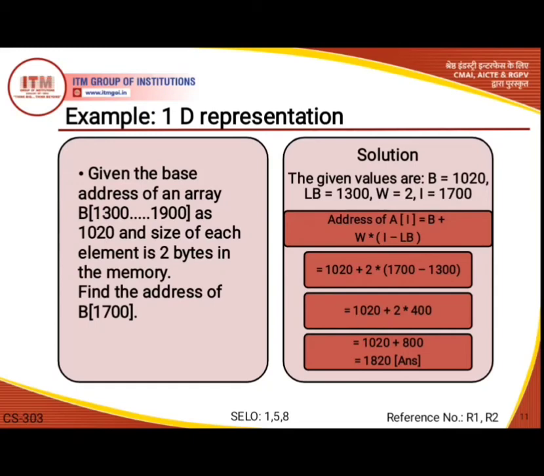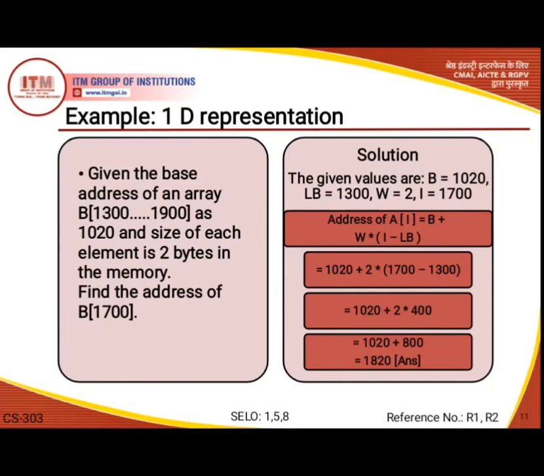And then W. W is used as word size, which is indicated as 2 bytes. So here I am taking 2. And then I means the ith element which we have to find, that means the address for which we are solving this problem. So here I is equal to 1700.